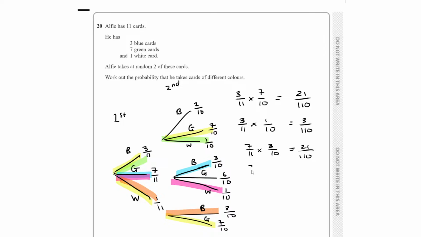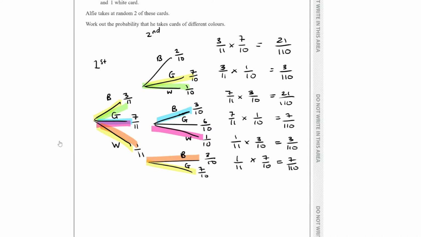The pink is 7/11 times 1/10, which is 7/110. And then 2 more. Orange, 1/11 times 3/10. We've got another 3/110. And finally, yellow again, we've got 1/11, that's not 11, that's 10, 1/11 times 7/10, which is 7/110. So you see we've got 6 different options, 6 different possibilities that would satisfy picking 2 different cards.